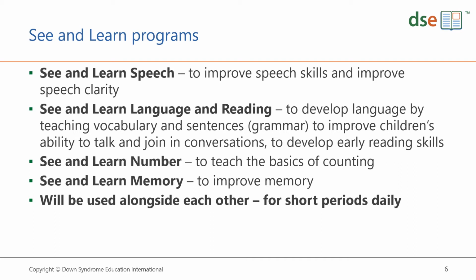So the See and Learn Speech program is designed to improve speech skills and speech clarity. That's the clarity with which children can actually say words and sentences. It's improving their accuracy of production. The See and Learn Language and Reading program develops language by teaching vocabulary from very first words through to joining words together in sentences and learning the grammar, and then to improving children's ability to talk and join in conversations. It also includes activities to develop early reading skills for preschoolers. See and Learn Number is designed to teach the basics of counting and the first steps that children have to understand the number system. See and Learn Memory is designed to improve children's memory.